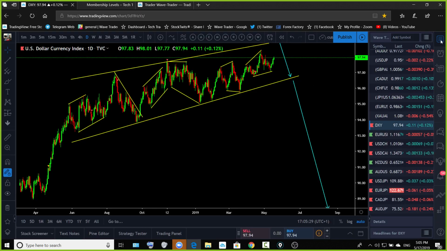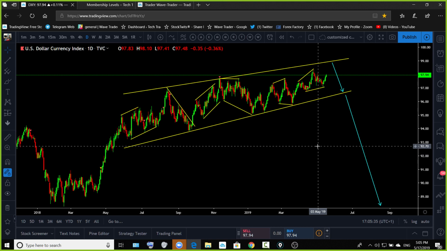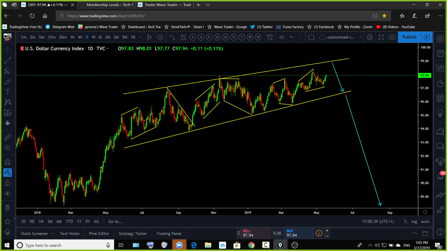So first of all, the dollar index. Nothing new on the dollar index. It is still running within that ascending wedge, and we are looking for the ascending wedge to break lower. Price is still pushing higher.